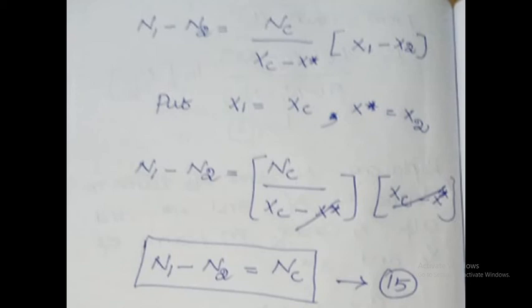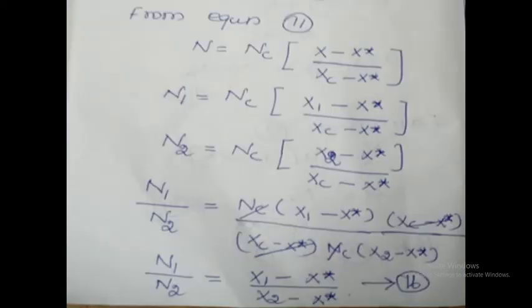So finally we get N1 minus N2 is equal to Nc by Xc minus X star into Xc minus X star after substituting X1 and X2 values. So the Xc minus X stars are cancelled. Finally we get N1 minus N2 is equal to Nc. This is equation number 15. From equation 11, refer to the previous slide, capital N is equal to Nc into x minus X star by Xc minus X star. This is equation number 11.